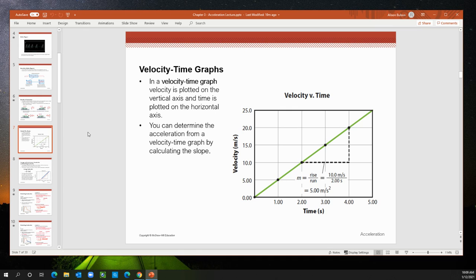Slope is rise divided by run, which in this graph is the increase in velocity divided by the time interval, 5 meters per second every second. So when we're looking at a velocity versus time graph, the slope of that graph is acceleration.